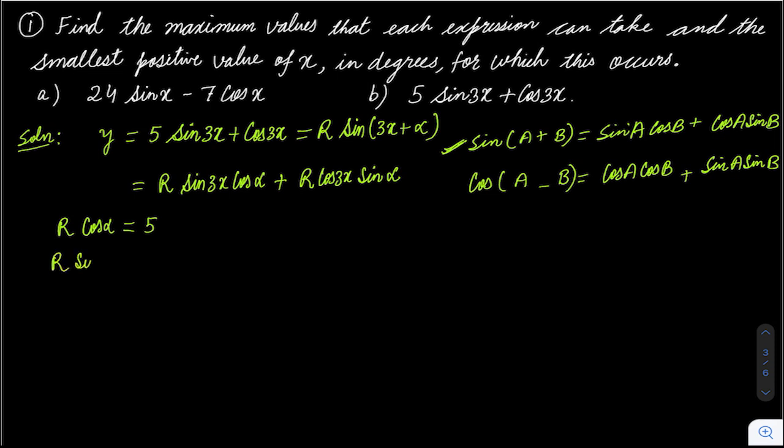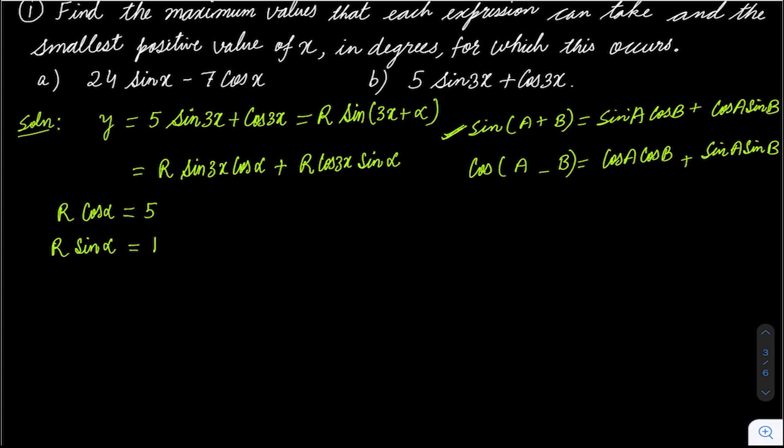And my r sine alpha is coming out to be 1. So from this, I will square and add. I think now everyone remembers this, so I will skip one or two steps. So r squared is this, so my r, same process, is square root of 26.